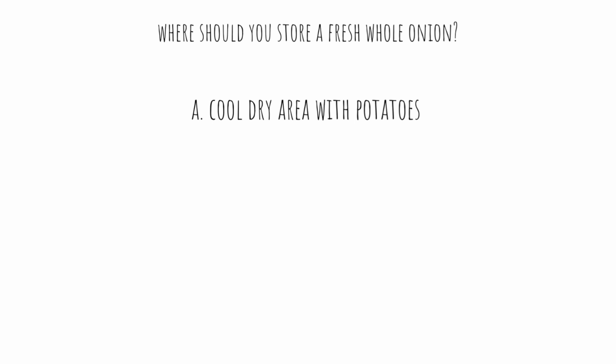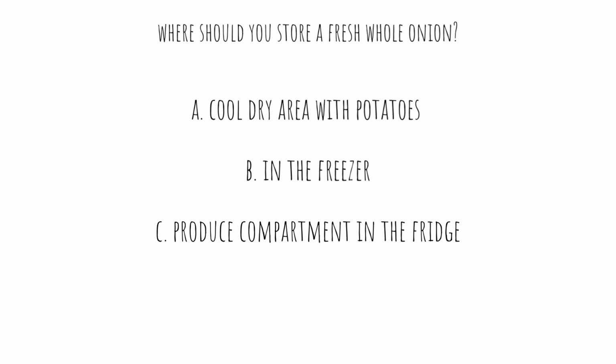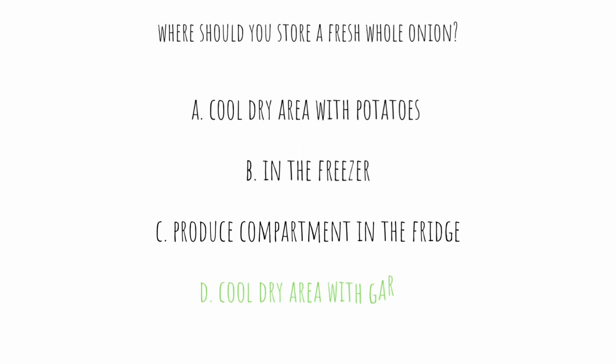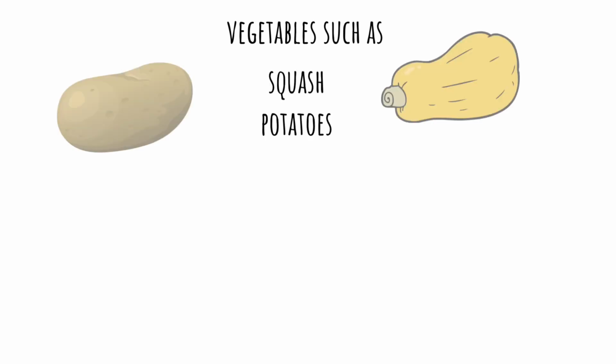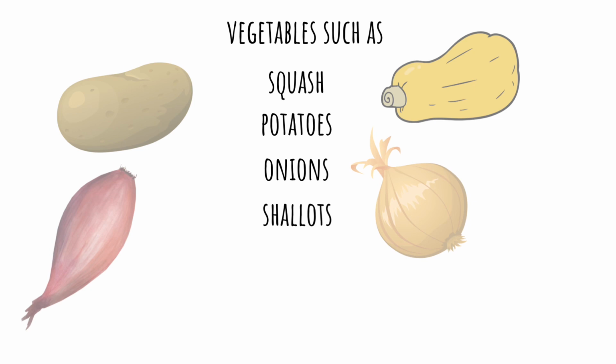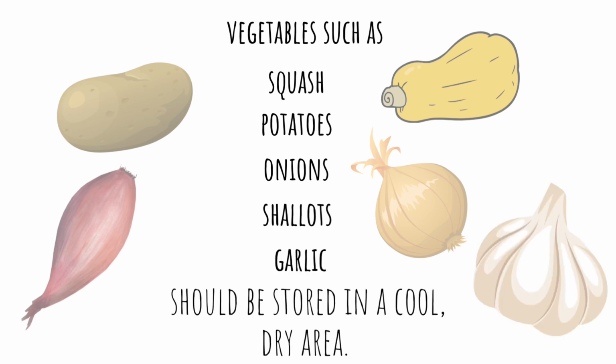A. Cool dry area with potatoes. B. In the freezer. C. Produce compartment in the fridge. D. Cool dry place with garlic. The correct answer is D. Cool dry area with garlic. Vegetables such as squash, potatoes, onions, shallots, and garlic all should be stored in a cool dry area.